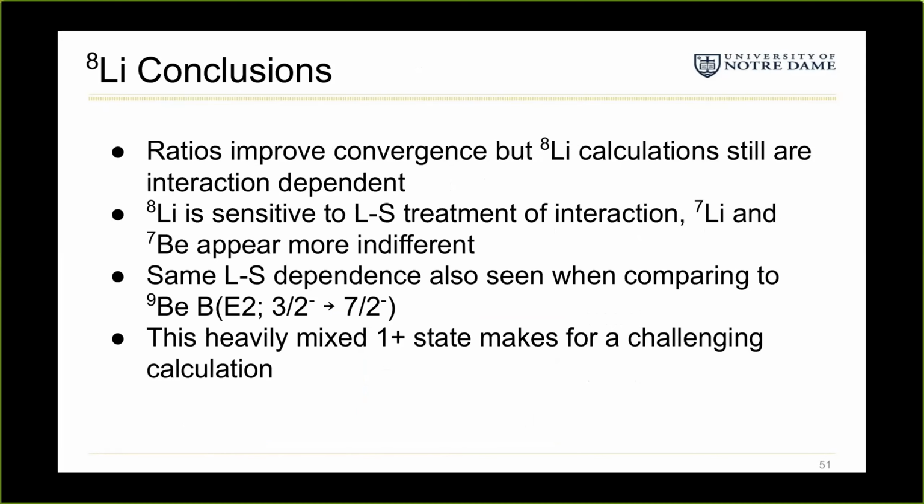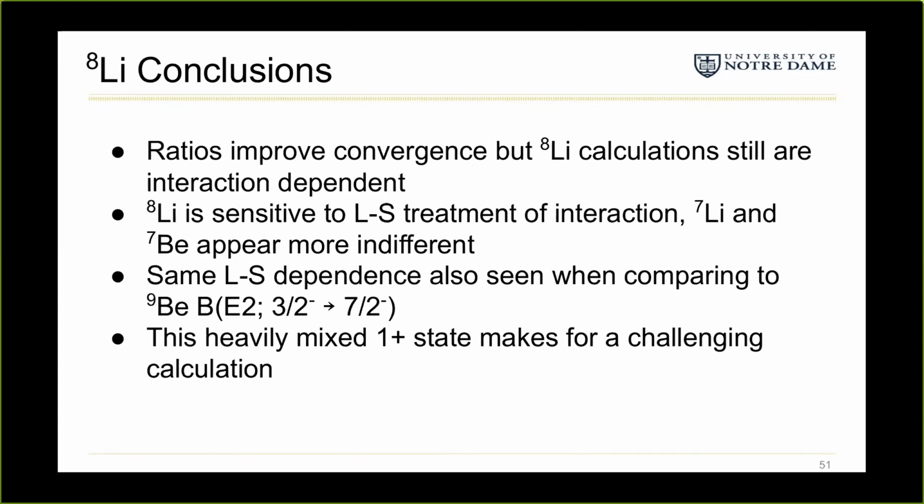So, pulling some conclusions from this lithium-8 experiment, the ratio still did improve the convergence, but we saw that lithium-8 had interaction dependence where beryllium-7 and lithium-7 did not. The lithium-8 also seems much more sensitive to the LS treatment of the interaction, while lithium-7 and beryllium-7 appear much more indifferent. We also compared to other nuclei in the surrounding region that already had BE2 measurements.